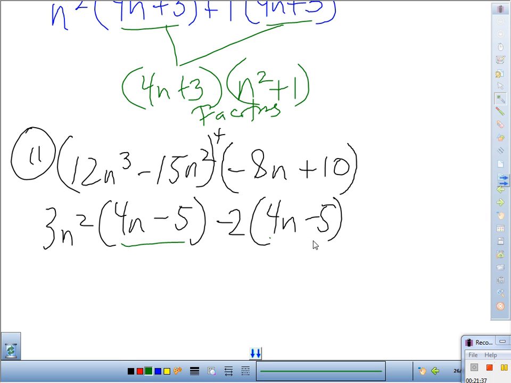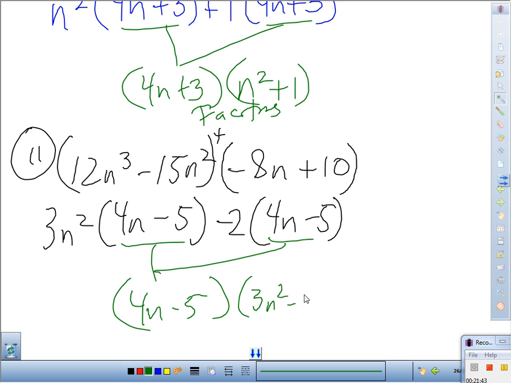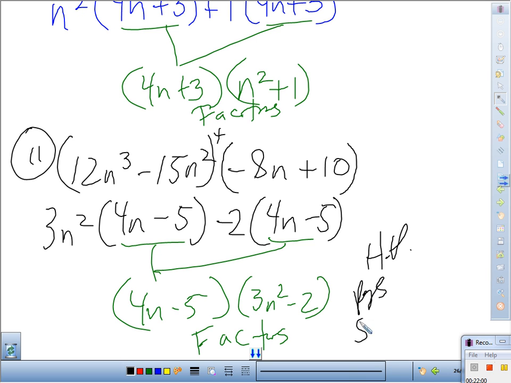So what is my GCF? 4n minus 5. And then we're left with 3n squared minus 2. These are my factors. So what do you need to remember when it's a negative? Included in the second parentheses. Yes? So homework for tonight is on pages, and this one is correct, pages 531 and 532 only.